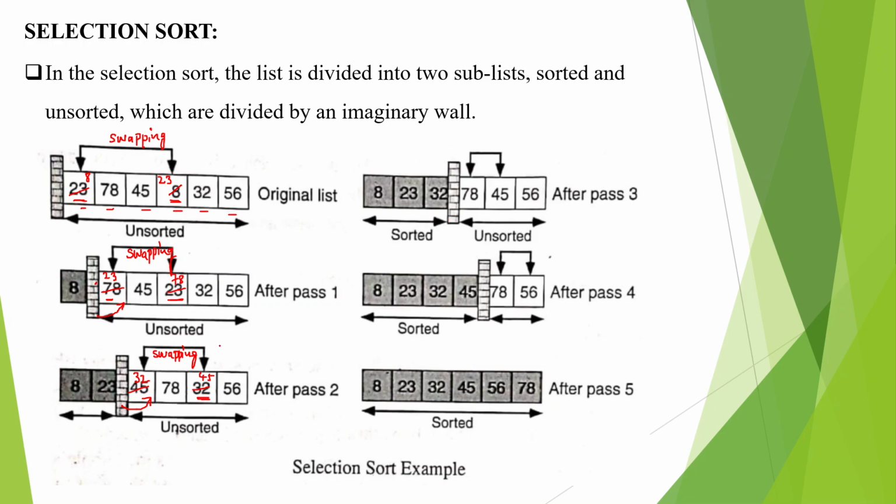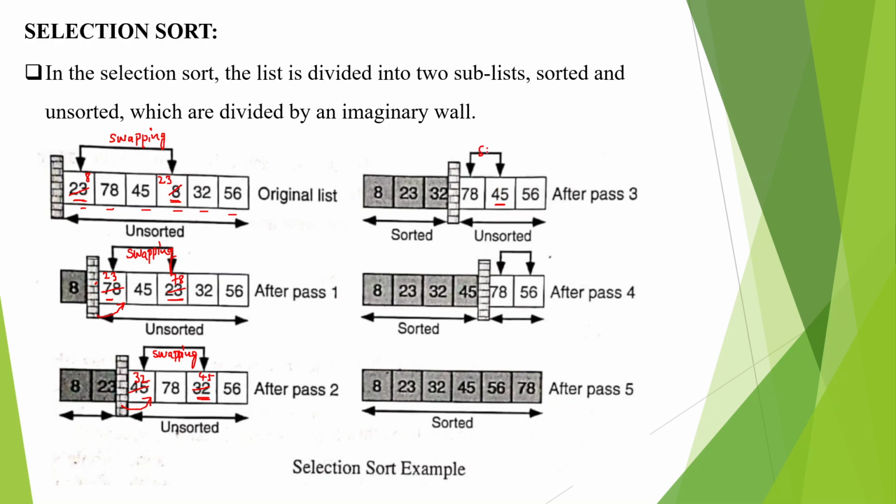Okay, so after pass 3, this is your situation. So because this is pass 1 working, this is pass 2 working, this is pass 3 working. So pass 3 తర్వాత ఇలా ఉంది scenario. 8, 23, 32, 78, 45, 56. Once again, identify the smallest element. We got 45 smallest element.